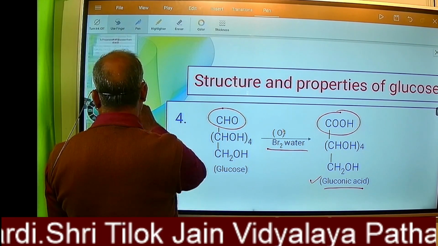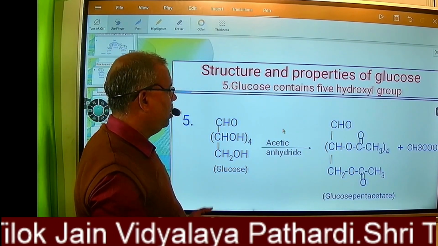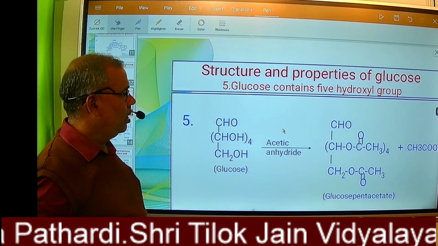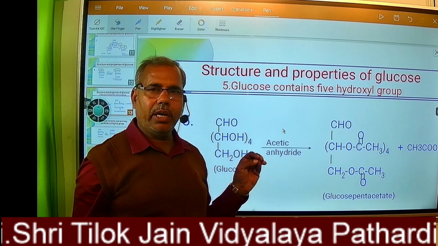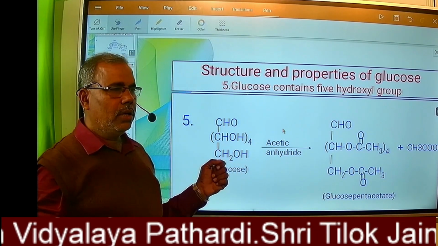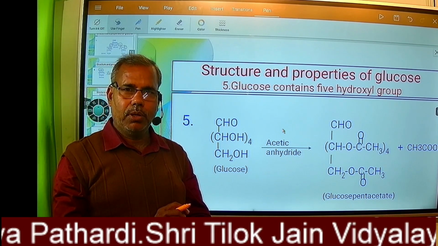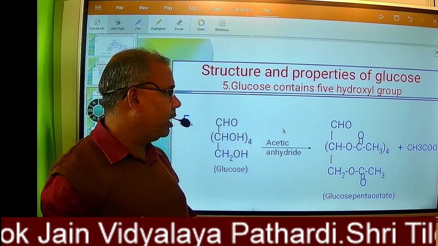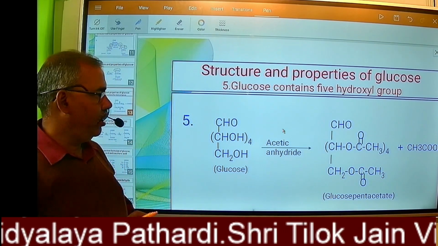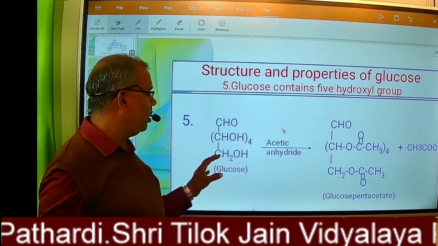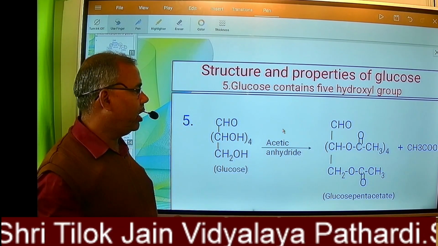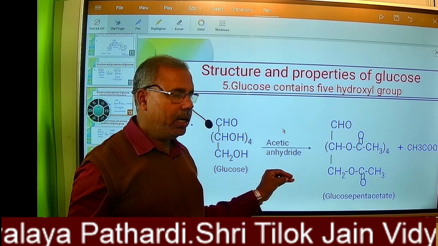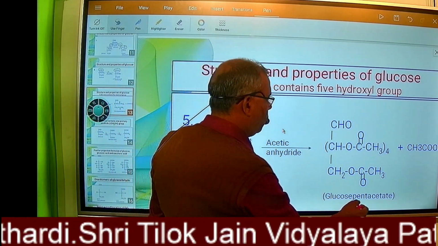Okay. Then next, reaction number 5: glucose was treated with acetic anhydride. Acetic anhydride, when reacted with a substrate having hydroxyl groups, gives an ester product known as acetate. Now what was found in this reaction when glucose was reacted with acetic anhydride? It was found that it reacts with 5 moles of acetic anhydride and gives the product known as glucose pentaacetate.